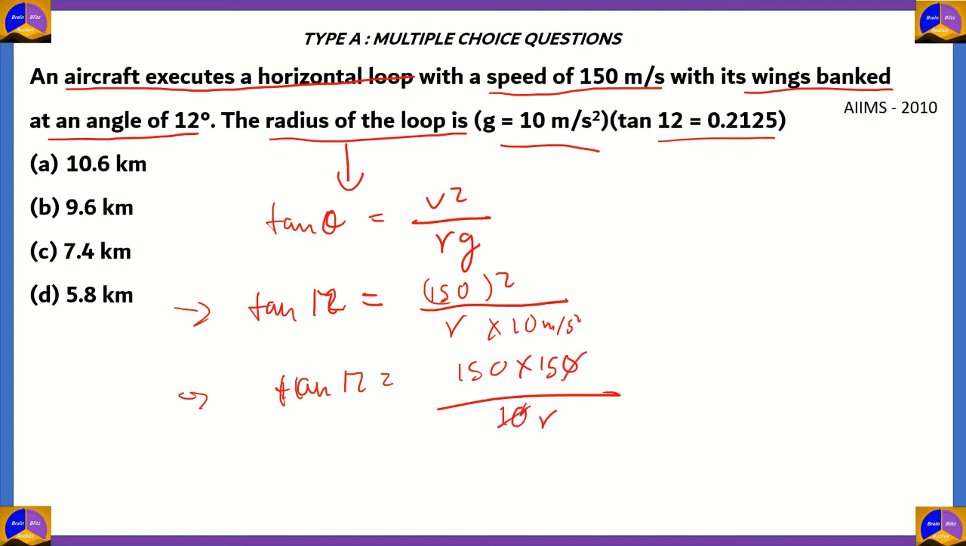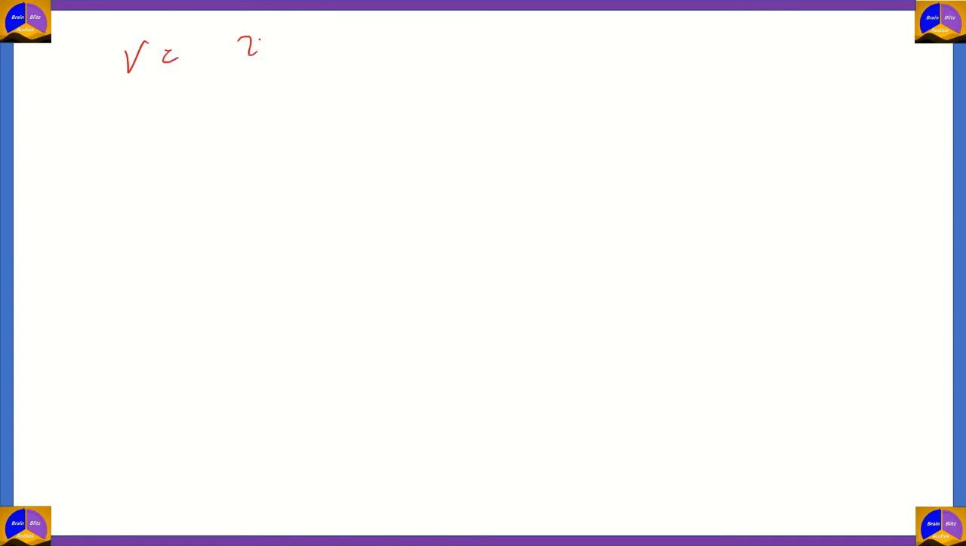So we can write tan 12 as 150 times 150 divided by 10r. You can cancel out a 10. So you have 150 times 15 in the numerator. That is equal to 2250 divided by r in the right hand side, and in the left hand side you have tan 12. So therefore you can find out r, and the value of r will be 2250 divided by tan 12. So that will be 2250 divided by the value of tan 12, which is 0.2125.